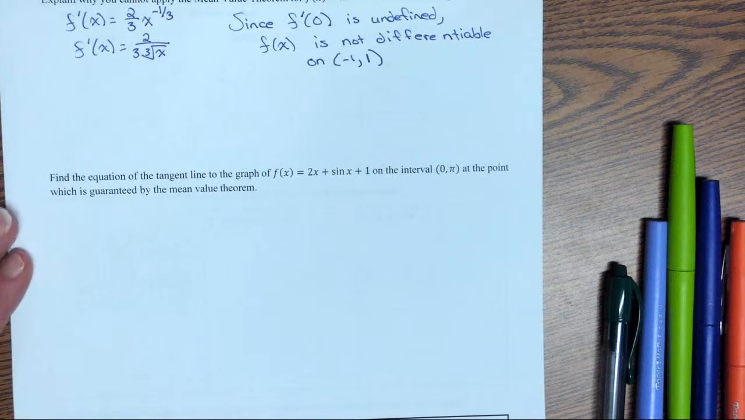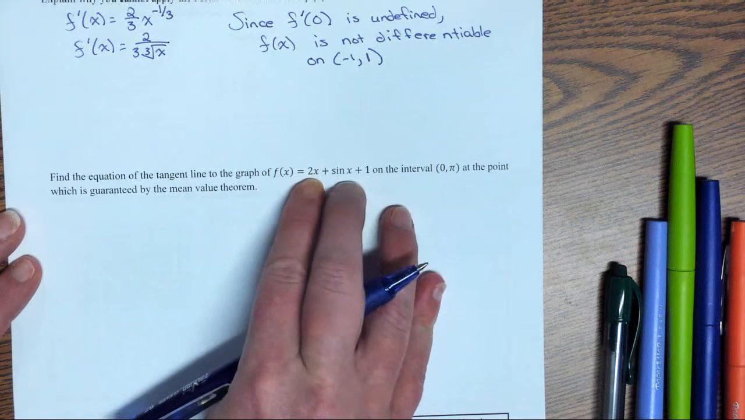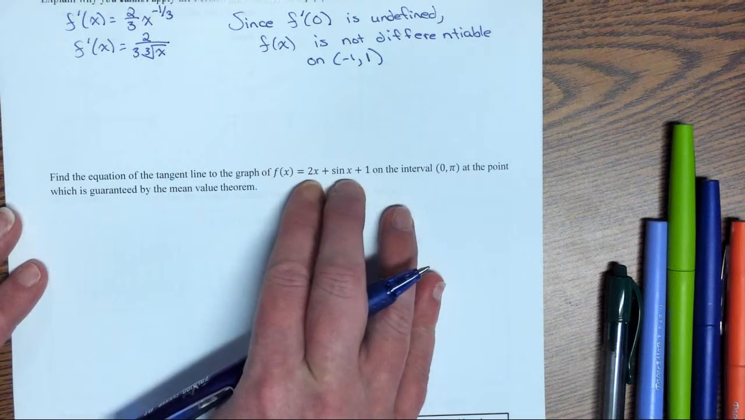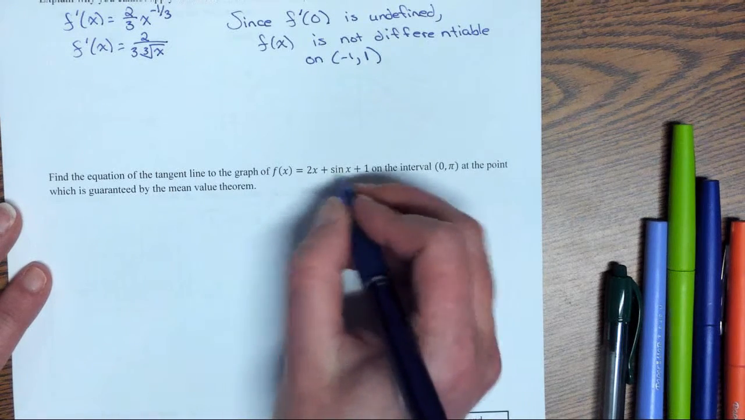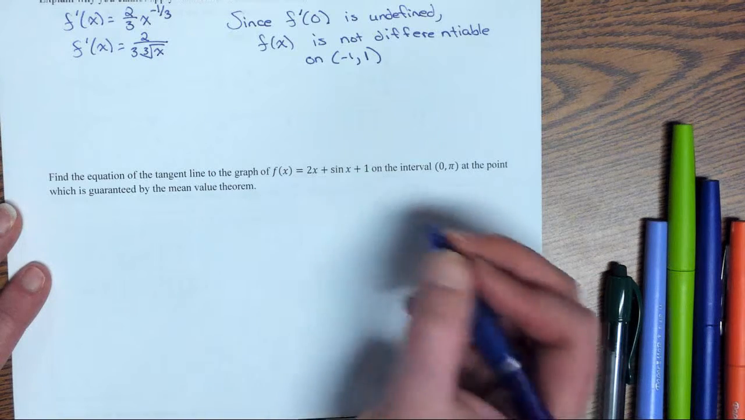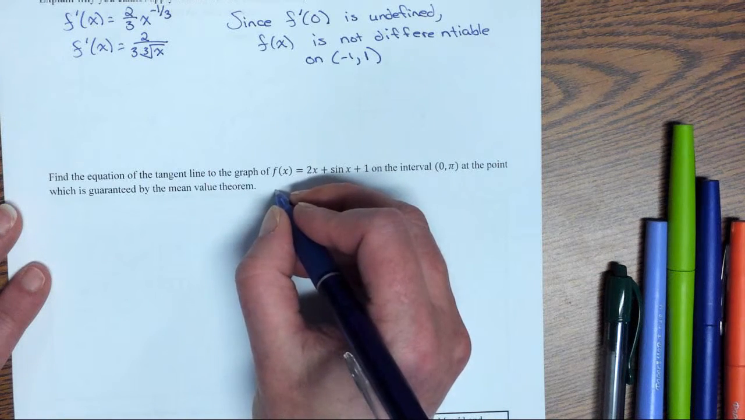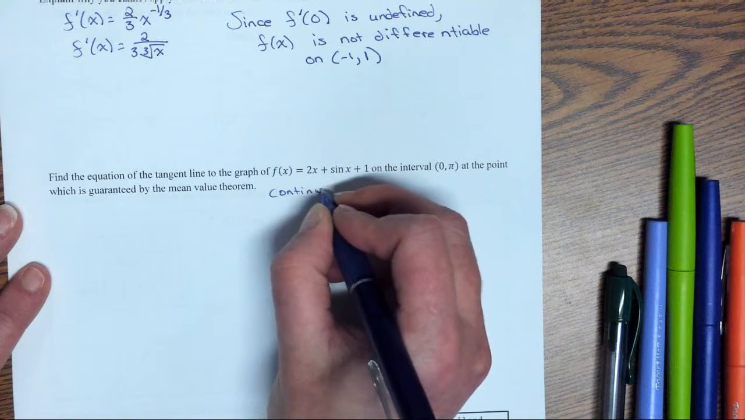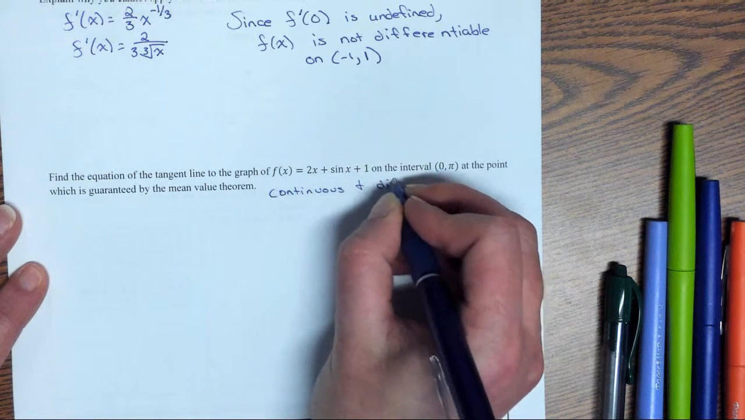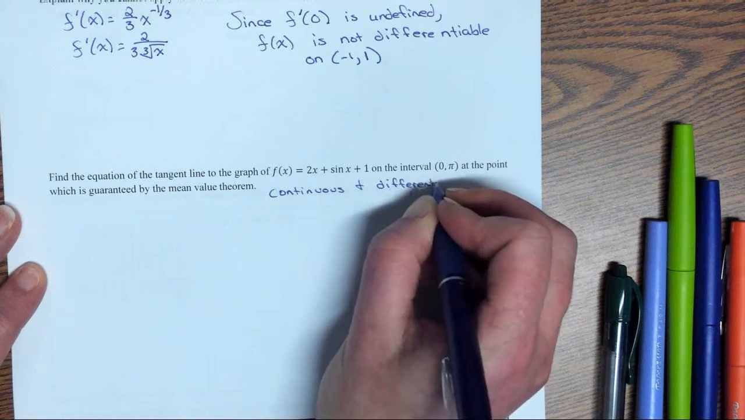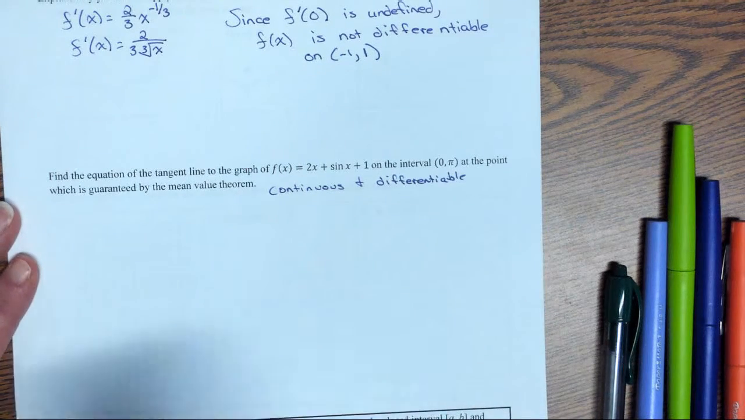Find the equation of the tangent line to the graph f of x equals 2x plus sine x plus 1 on the interval 0 to pi at the point which is guaranteed by the mean value theorem. First off, that's a polynomial. That's a trig function, a sine curve. So this is definitely continuous and differentiable. Done.